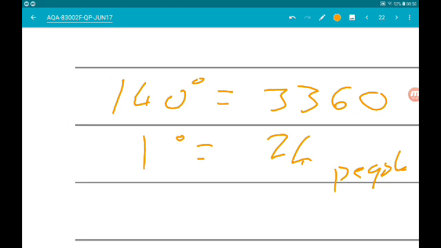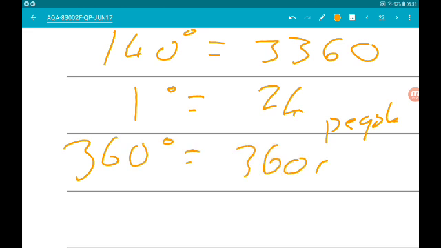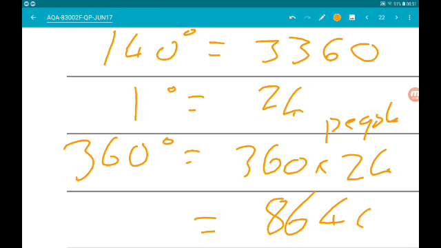Now there are 360 degrees altogether, so do 360 times 24 and we get 8,640. Cool.